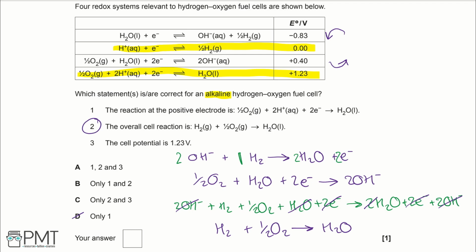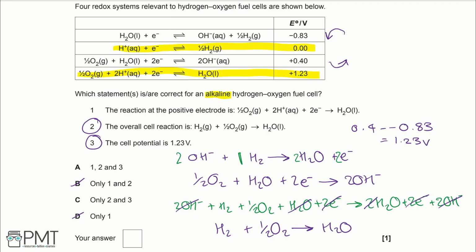Then, looking at the cell potential, the cell potential will be 0.4 minus minus 0.83, and that equals 1.23 volts, which is number 3. So we can eliminate anything that doesn't involve number 3, which is B. And the way I've worked out this cell potential is I've taken the most positive electrode potential and I've minused the most negative electrode potential. And this is what you do.